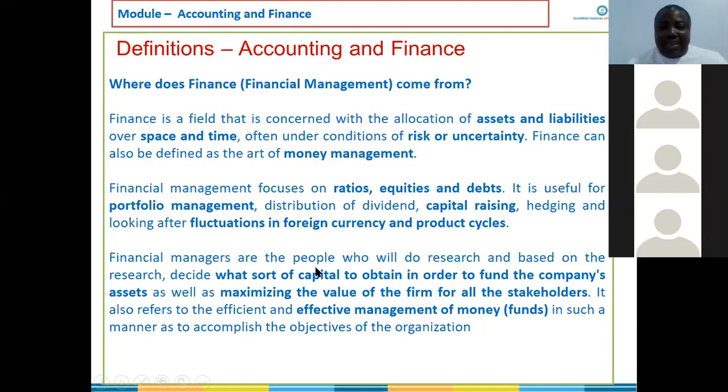Financial managers are the people who do research and, based on the research, decide what sort of capital to obtain in order to fund the company's assets, as well as maximizing the value of the firm for all stakeholders. It also refers to the efficient and effective management of money or funds in a manner as to accomplish the objectives of the organization. This is what I do on a daily basis as a CFO of a microfinance company. I do financial management by taking care of the company's finances, raising capital, talking to investors, making sure we are able to pay for this investment, and cash flow management. That is what we call financial management.